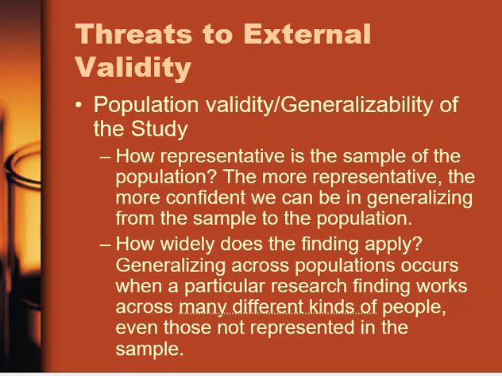So we have to look at things like how representative is our sample to the actual population that we're trying to study. The more similar it is, the more representative it is, the more confident we can be that we can generalize our sample to the population. We also have to look at how widely does the finding apply. If it's just this very, very unique sample that we looked at, then it's not going to be able to generalize to the broader population. So generalizing across populations occurs when a particular research finding works across many different kinds of people, even those that are not represented in your sample.